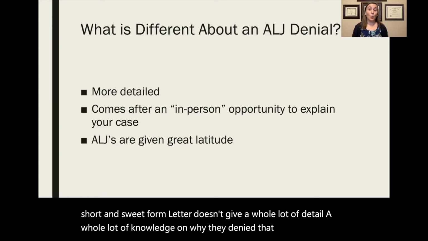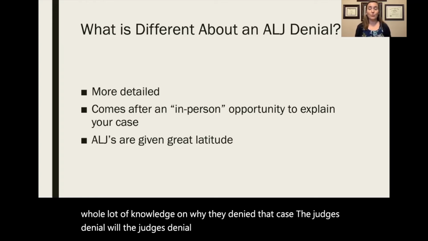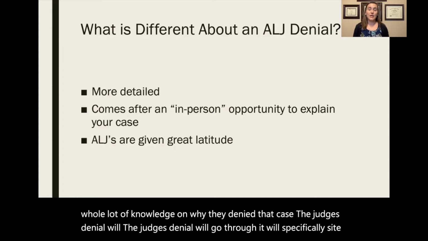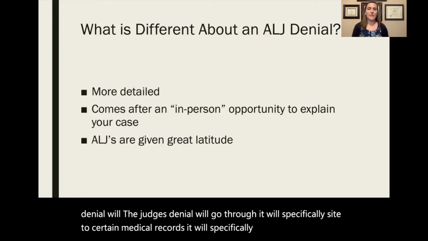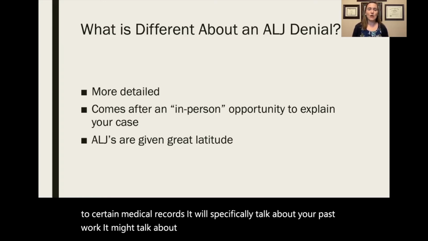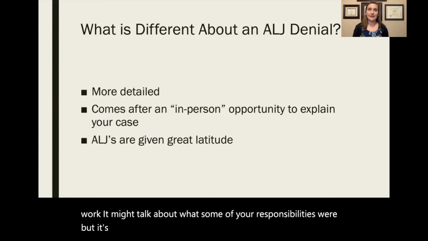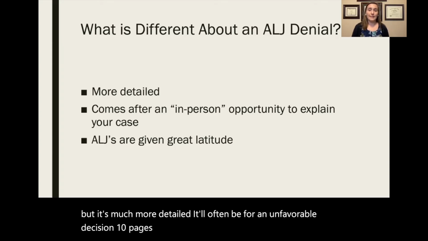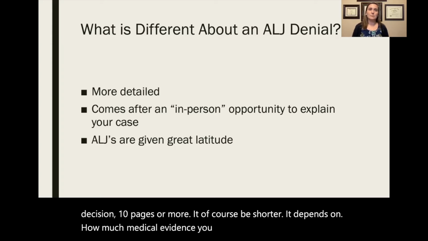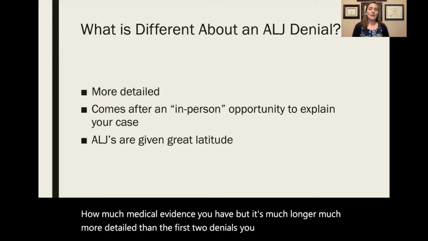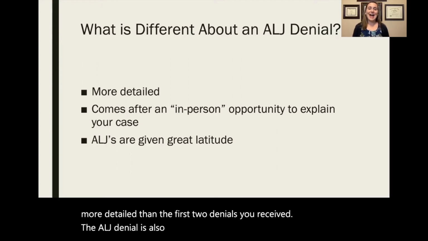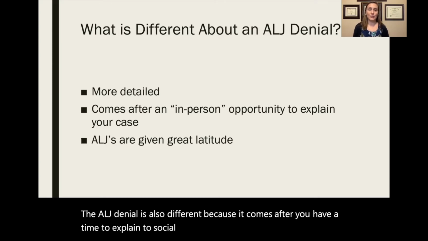The judge's denial will. The judge's denial will go through, it will specifically cite to certain medical records, it will specifically talk about your past work, it might talk about what some of your responsibilities were, but it's much more detailed. It'll often be, for an unfavorable decision, 10 pages or more. It can, of course, be shorter. It depends on how much medical evidence you have, but it's much longer, much more detailed than the first 2 denials you received. The ALJ denial is also different because it comes after you have a time to explain to Social Security why you think you're disabled.